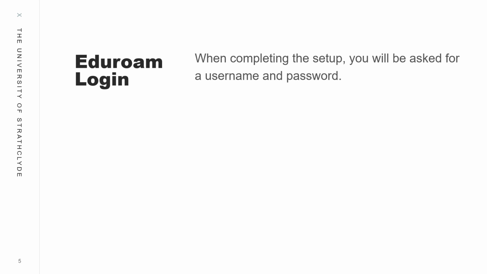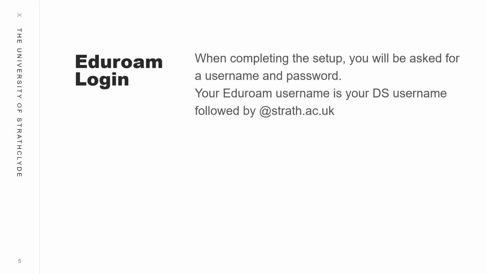So once you have the installer, run that, and you will be asked for a username and a password. You have a unique username for EduRoam, which is different from a username you use anywhere else. It is your DS username, followed by @strath.ac.uk. The DS username is the one that is 3 letters followed by 5 numbers, so it's going to look something like abc12345@strath.ac.uk.